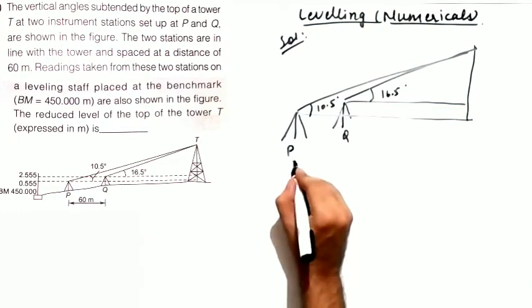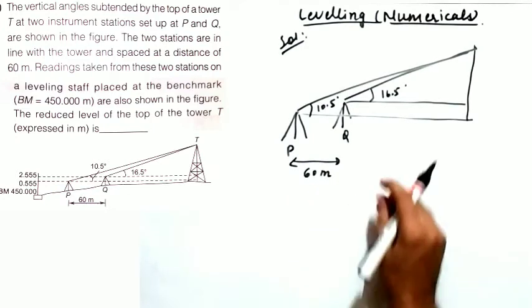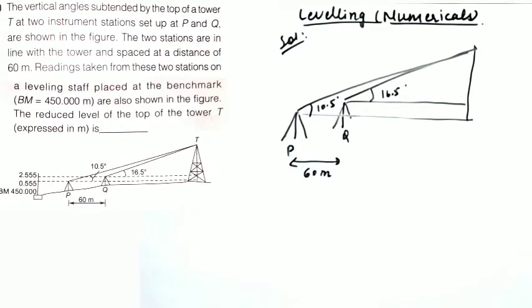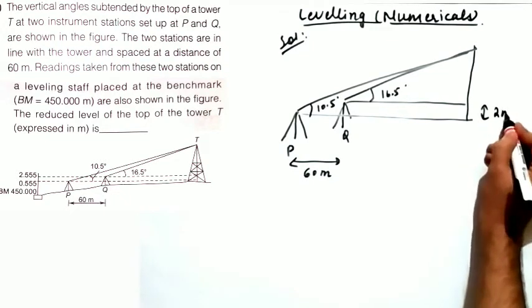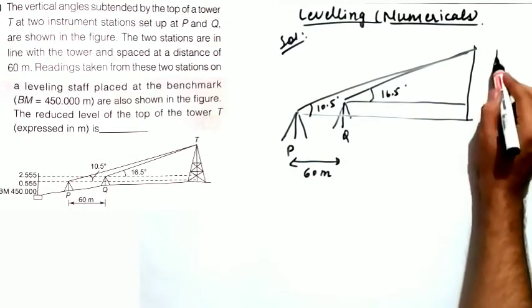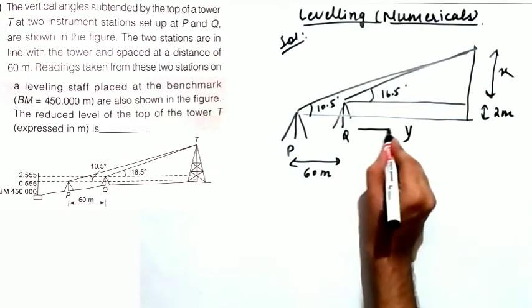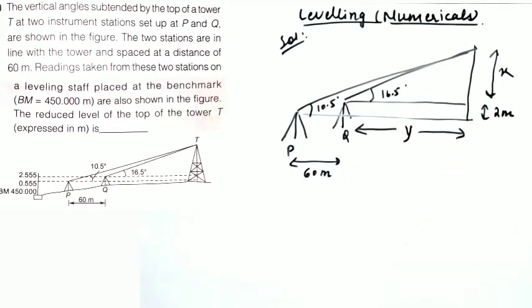Now the distance between P and Q is given as 60 meters, and you can see clearly that the vertical difference between points P and Q is 2 meters. So this is 2 meters. Now let us assume this particular distance as X and this particular distance as Y. Now you also know the RL of point P and RL of point Q.